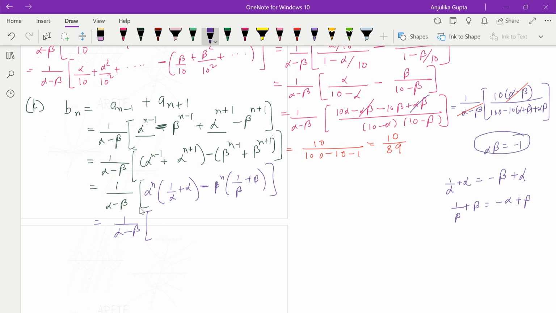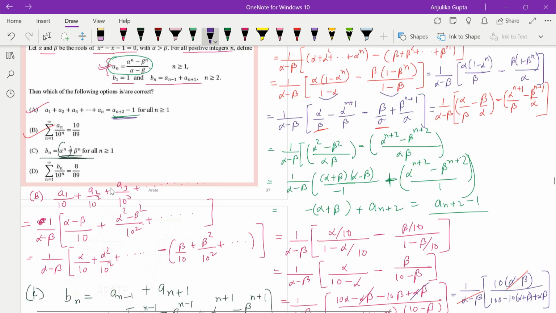So what do we end up getting? I end up getting alpha to the power n times alpha minus beta, and then minus beta to the power n times, again taking the minus outside, alpha minus beta. So very simple, alpha minus beta gets cancelled, and you are left with alpha power n plus beta power n. So again, option C is true.